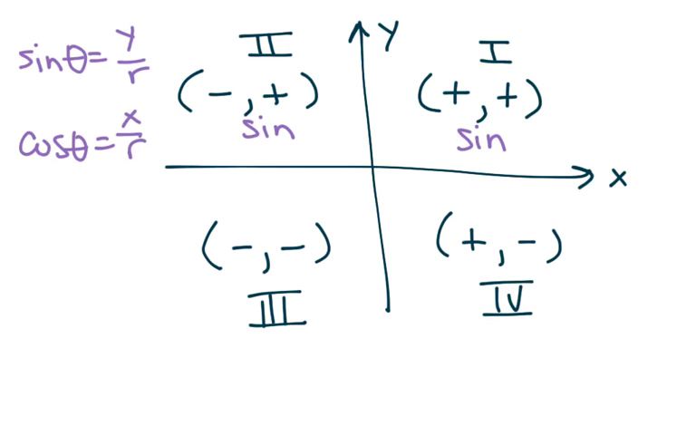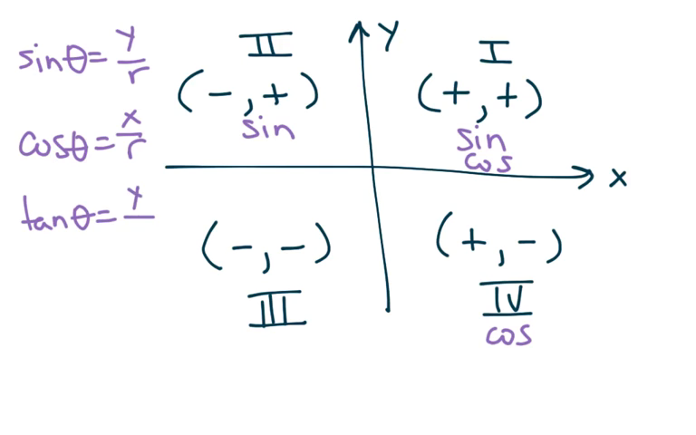Because it's x over r, cosine is going to be negative when the x coordinate's negative, and positive when the x coordinate's positive. I want you to notice that cosine will be positive in quadrants 1 and 4, but not in 2 and 3.